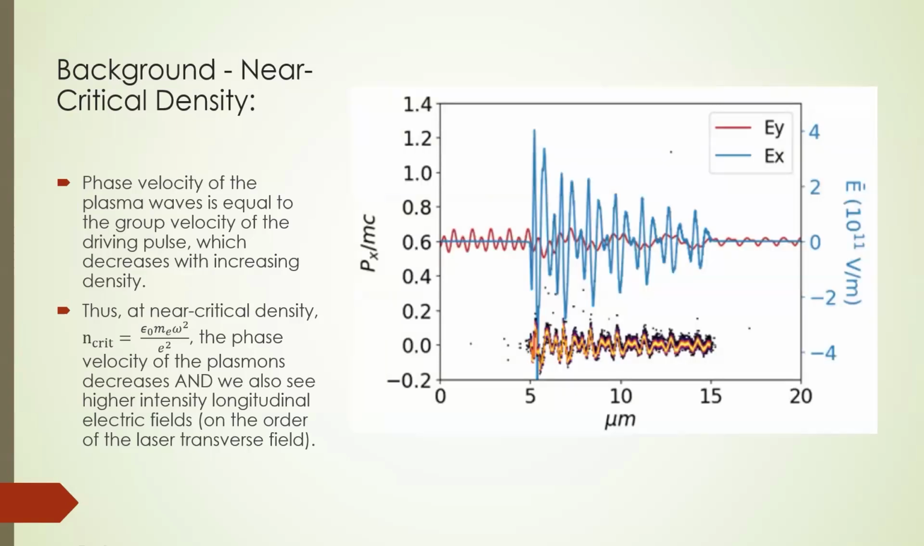This is a quick plot of a laser beat wave acceleration experiment done at near critical density. Here we can see that the magnitude of the electric field is 10 to the 11 volts per meter, which for context, in traditional particle accelerators is about 10 to the 6 volts per meter. So this is about 100,000 times greater than those traditional particle accelerators.